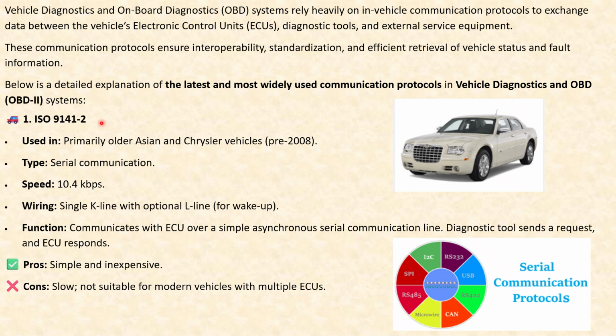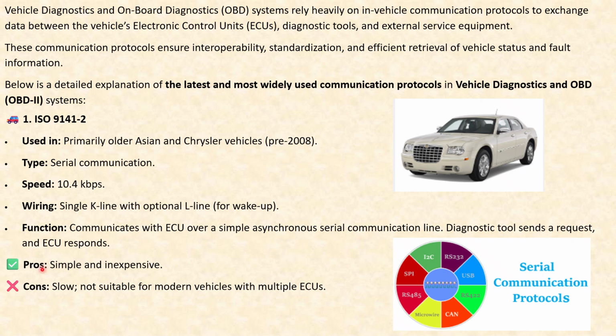This is a slightly older protocol, primarily used in older Asian and Chrysler vehicles before 2008. It is a serial communication type, and as you can see, speed is very low compared to the modern protocols. Speed is just 10.4 kbps, and wiring is a single K line with an optional L line for wake up. It communicates with the ECU over a simple asynchronous serial communication line. The diagnostic tool sends a request and the ECU responds.